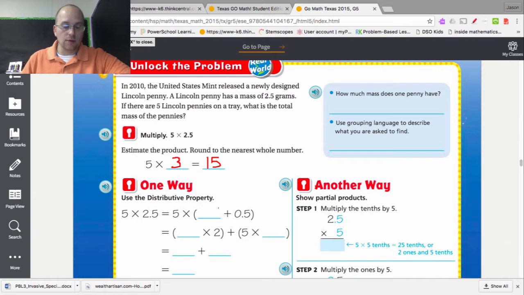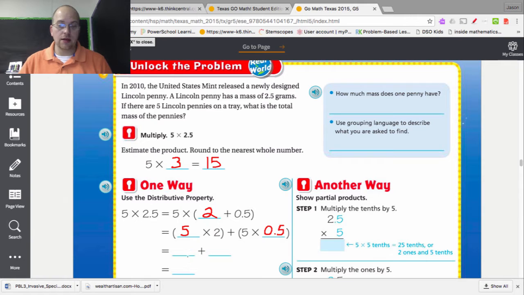So one way to solve the problem is to use the distributive property. The distributive property, remember, is where we distribute multiplication over addition. It's kind of combining those two operations. So the way we can do that is we can say that 5 times 2 and 5/10 is equal to 5 times 2 plus 5/10, which is the same thing as saying 5 times 2 plus 5 times 5/10.